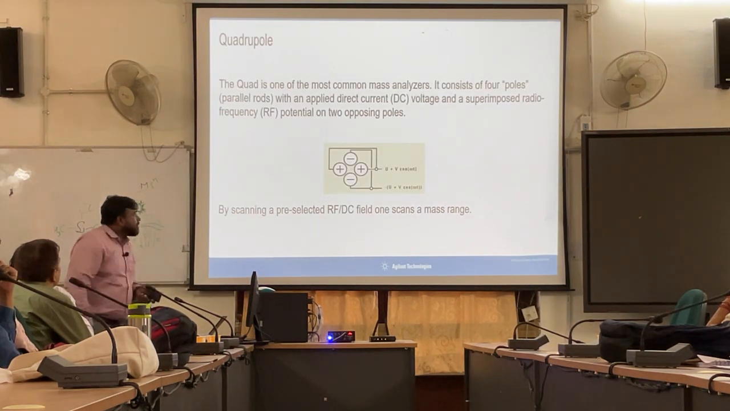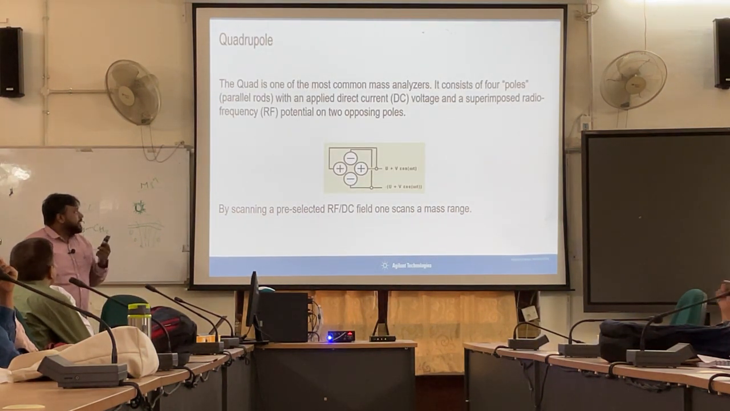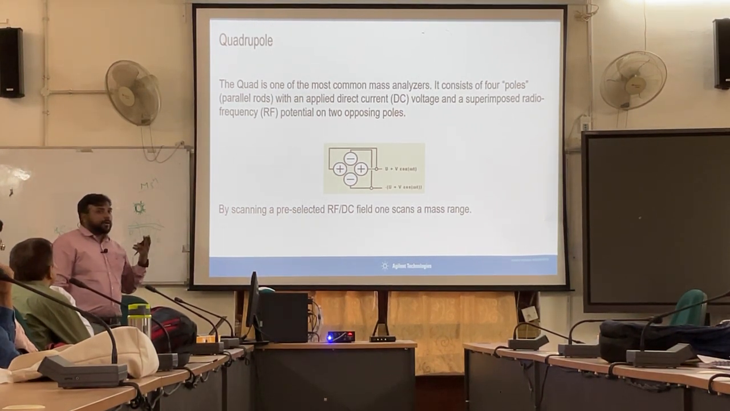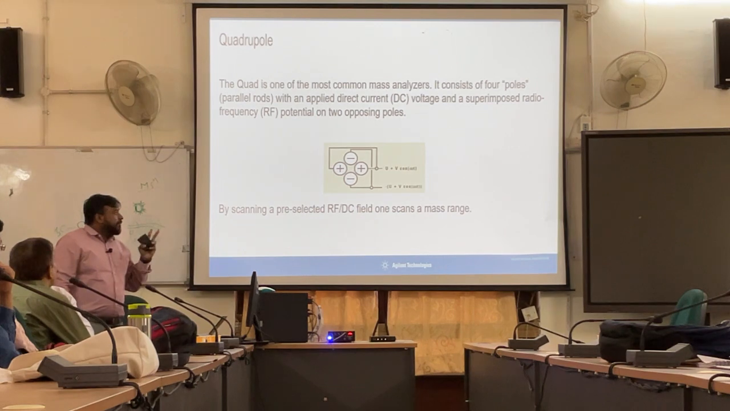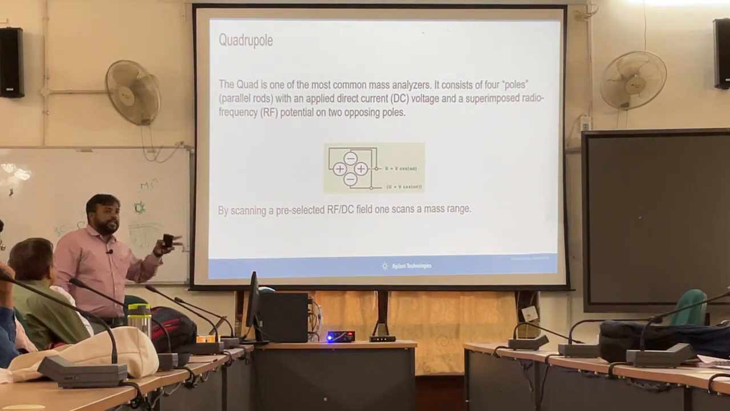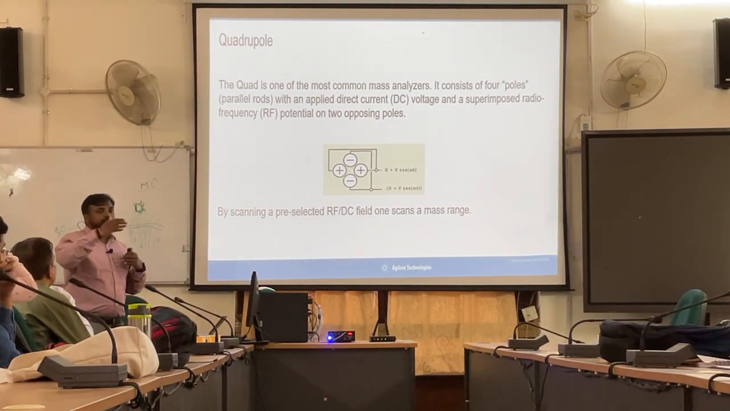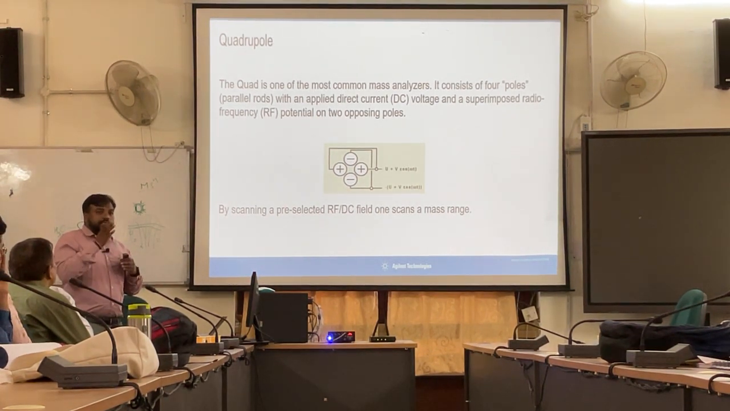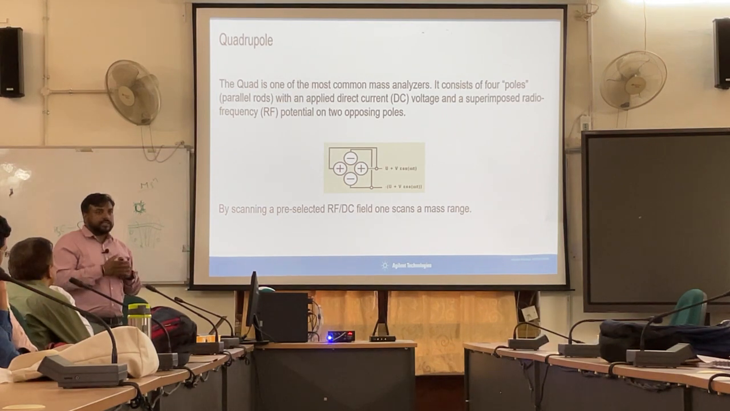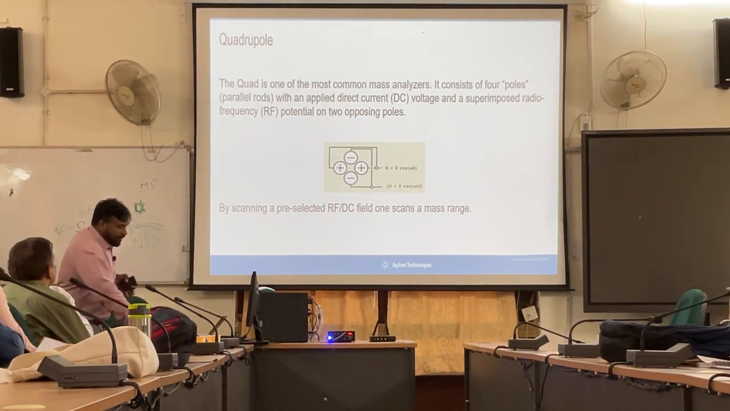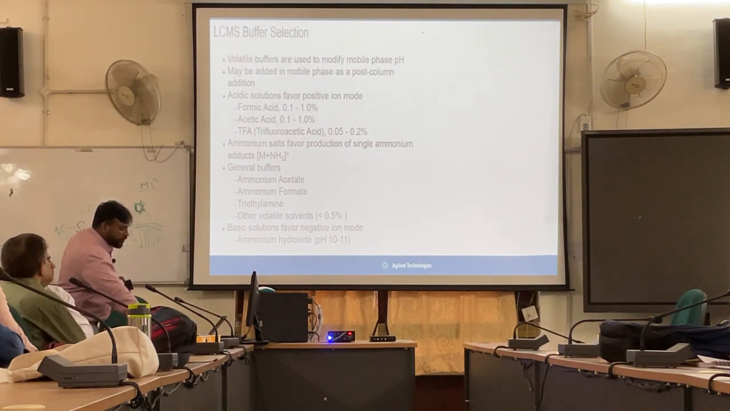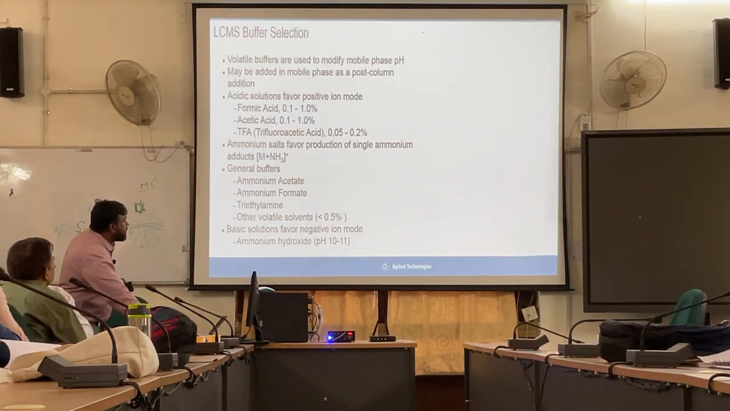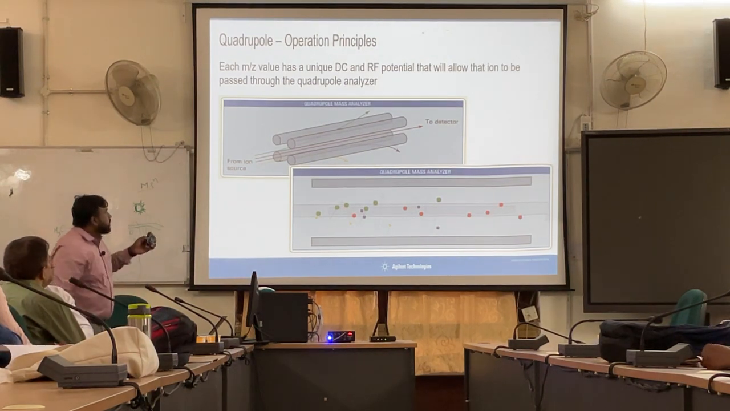So the functionality of the quadrupole, as explained in earlier sessions: we have 4 parallel rods with opposite polarities. We apply direct current along with radio frequency. We ramp these RF and DC voltages so that whatever ion we are filtering with the quadrupole, only that ion passes through the quadrupole, and the others are dragged down by the quadrupole and neutralized. So this is how it happens.